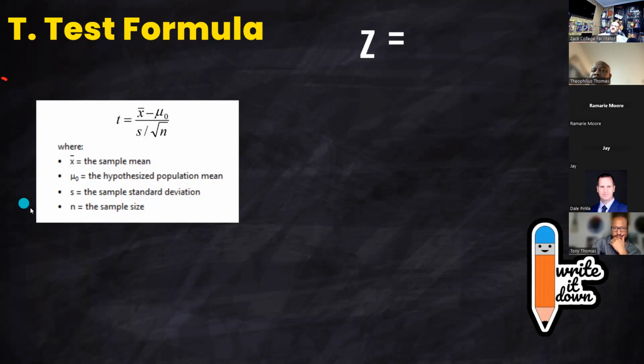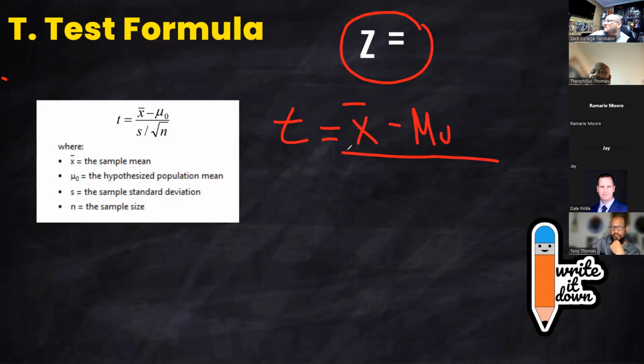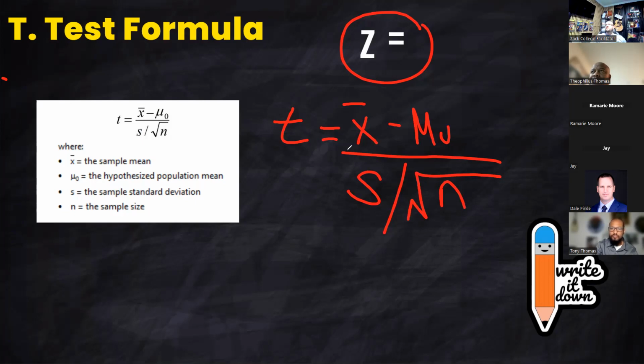So as we write this out, in our Excel formula, we're going to calculate it as t equals x bar minus mu, divided by s, square root of n. So therefore, my n is going to be the collection of data that I'm comparing.